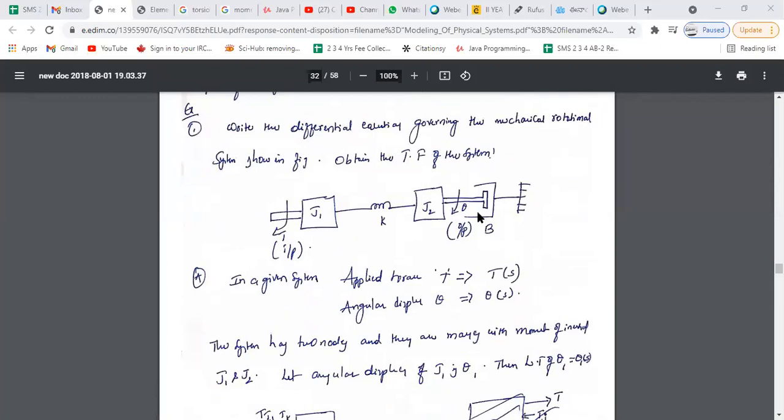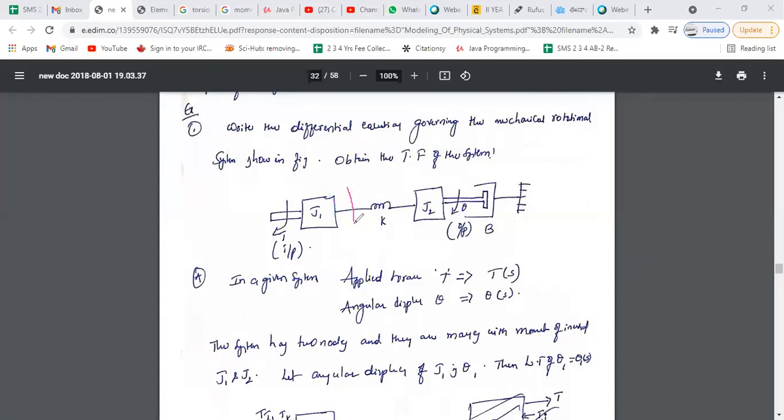What objectives is he asking? First, write the differential equations representing the system and find the transfer function of the system. Here he has given only a single displacement. But how many nodes are present in the system? Two, sir. J1 and J2. These are the two nodes present in the system.